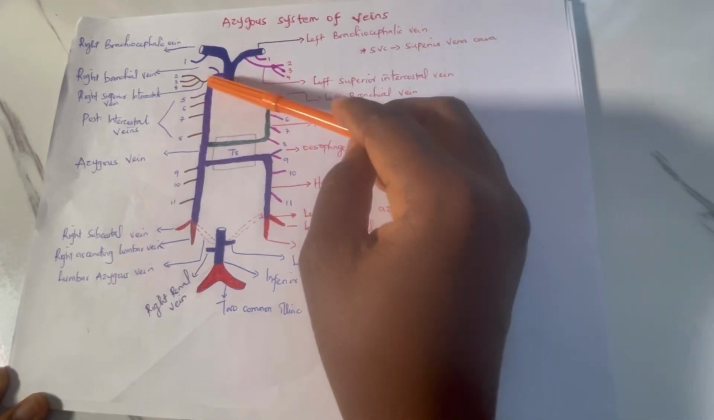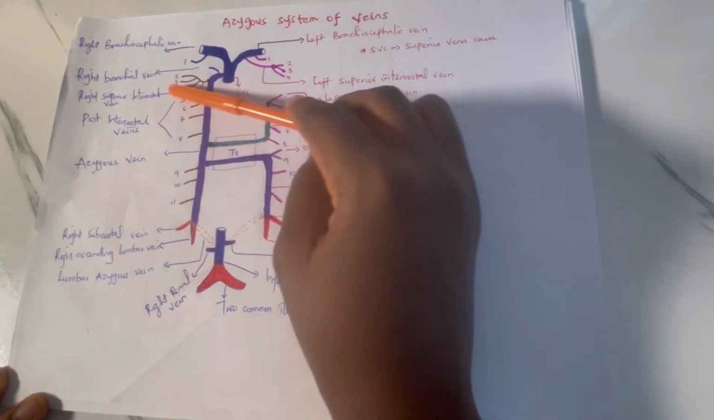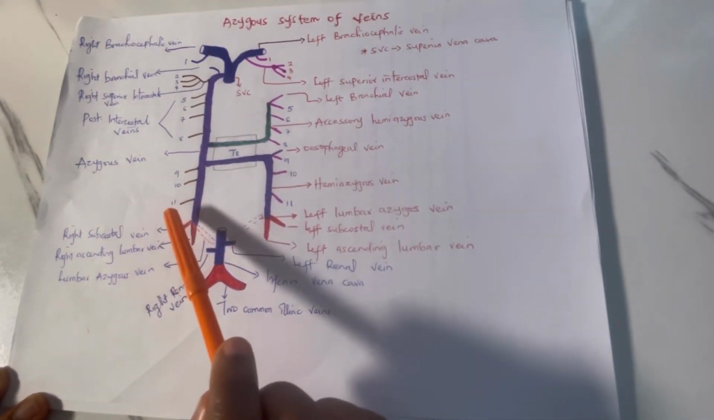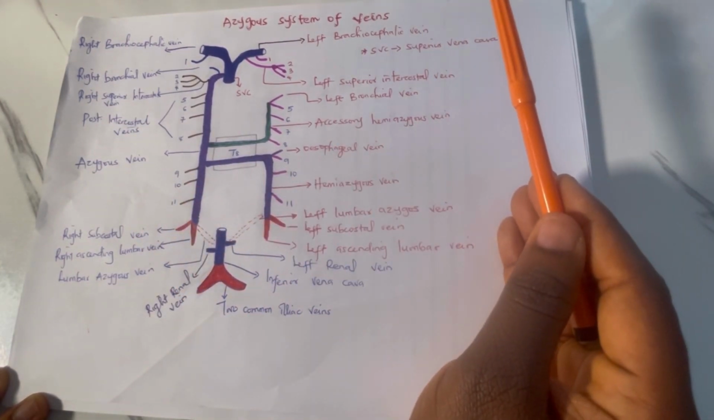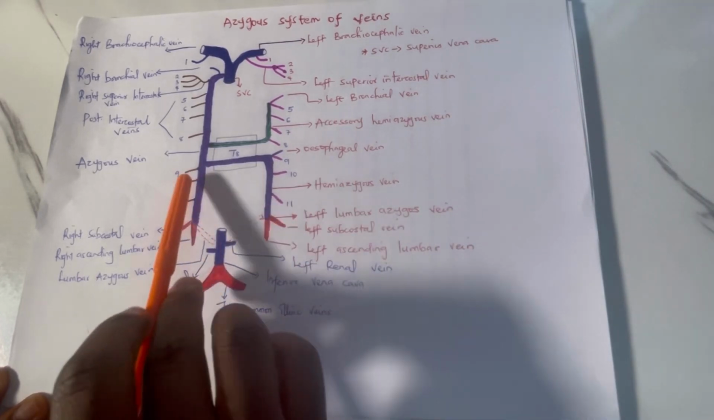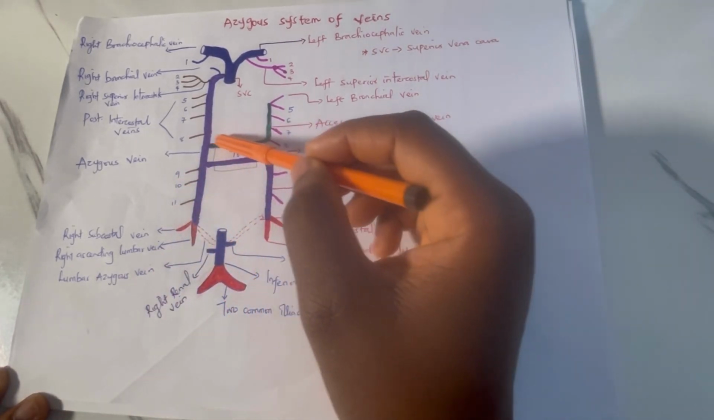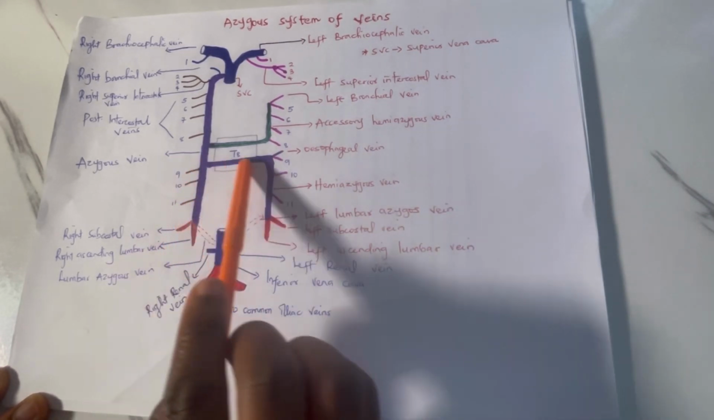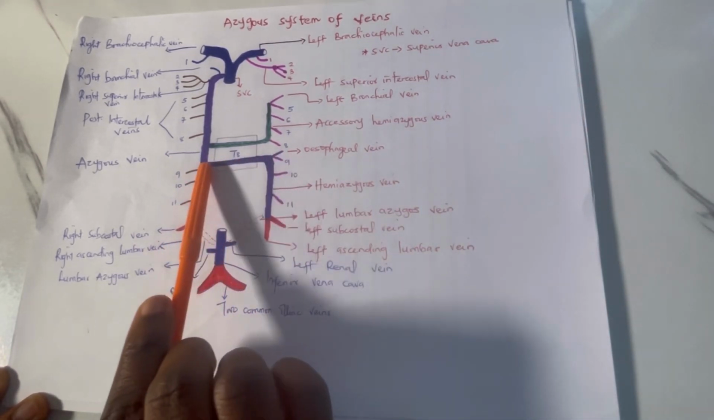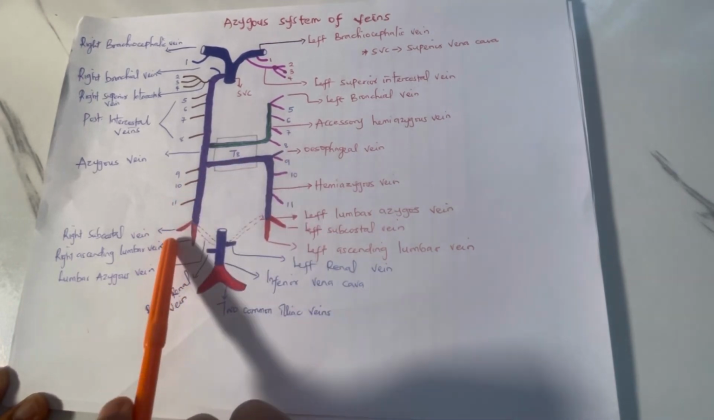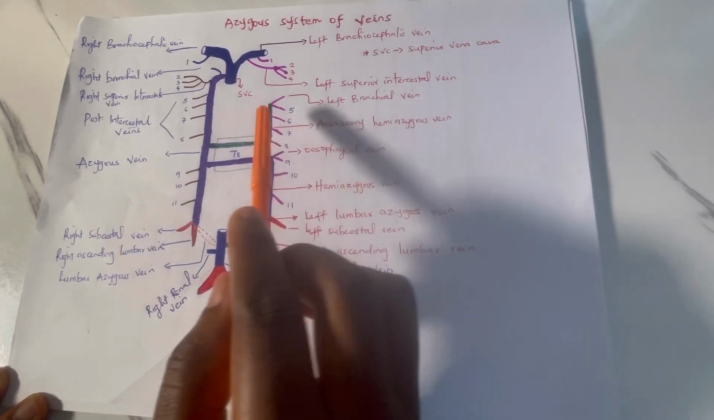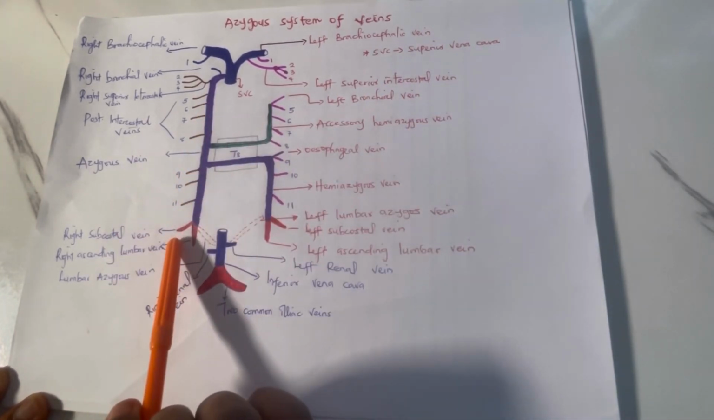Now, all the posterior intercostal veins on the right side drain into the azygos vein, as I've said. In addition, it also receives blood from the left side of the thoracic cavity and the upper part of the posterior abdominal wall through 2 veins, which are the hemiazygos vein and the accessory hemiazygos vein. The hemiazygos vein is present on the left side, but it turns towards the right to drain into the azygos vein, while the accessory hemiazygos vein is also present on the left side, but it turns towards the right to drain into the azygos vein as well.